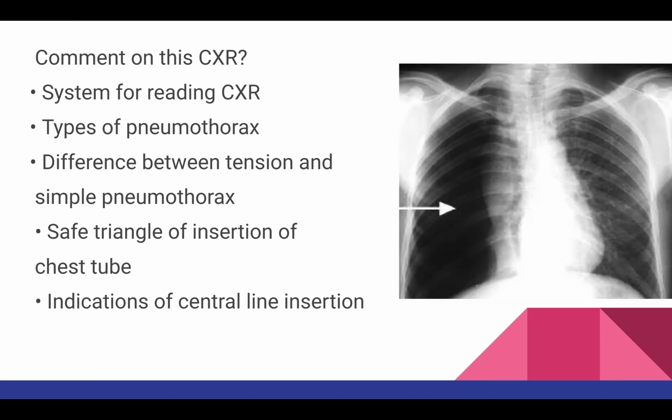So what is the difference between tension and simple pneumothorax? In both simple and tension pneumothorax, there will be decreased breath sounds, decreased chest movements on the affected side, and hyperresonance on percussion. But in simple pneumothorax, there won't be any tracheal shift, whereas in tension pneumothorax, there will be tracheal shift and hypotension.